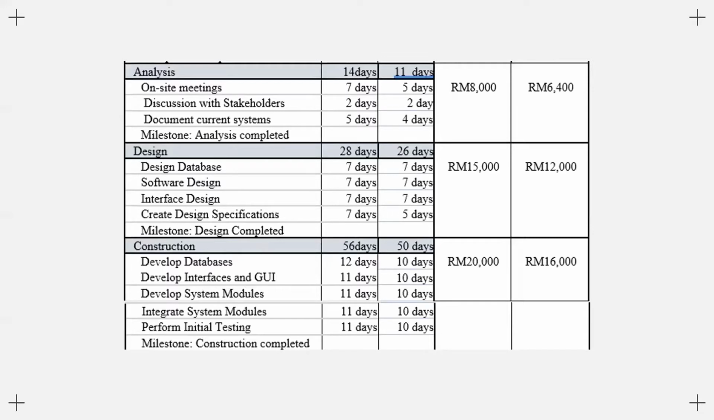For design, the original schedule takes 28 days and the revised schedule is only 26 days. The original budget is 15,000 and the revised budget is 12,000. For the construction, the original schedule is 56 days and the revised schedule is 50 days. The original budget for construction is 20,000 and the revised budget is 16,000.